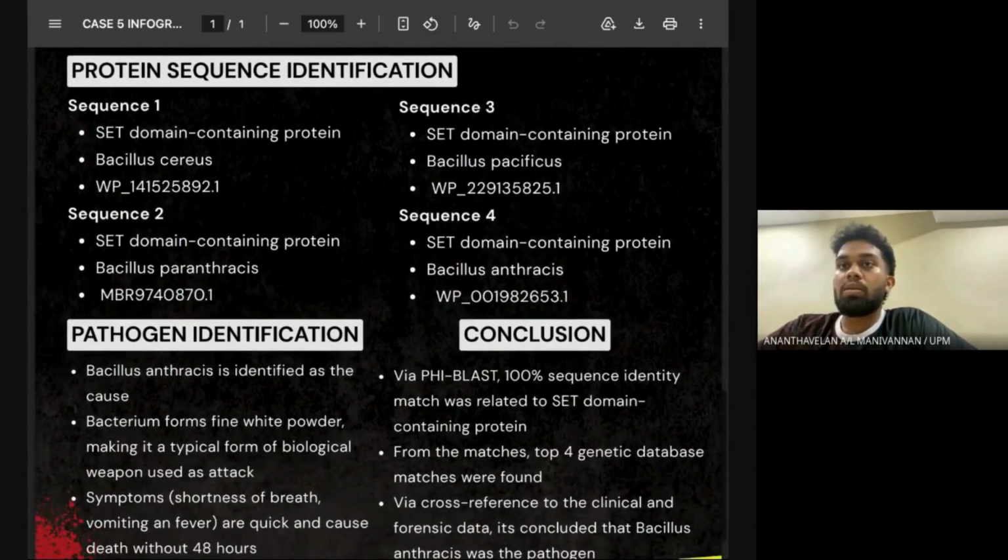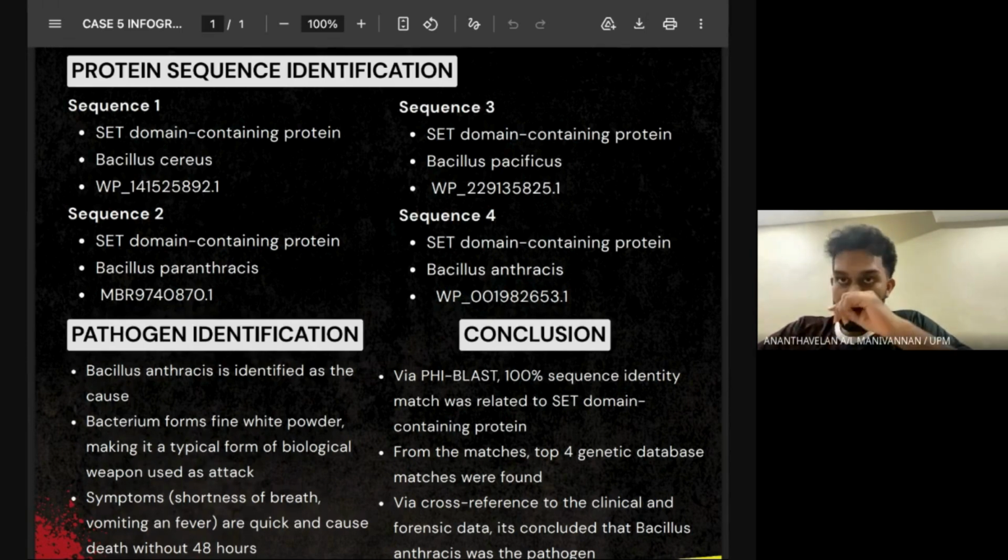All 4 sequences are SET domain containing protein. The first sequence is Bacillus cereus. Second is Bacillus paranthracis. Third is Bacillus pacificus. And sequence 4 is Bacillus anthracis. Right. However, from the 4 sequences, we have successfully identified Bacillus anthracis as the cause for the death of Mr.